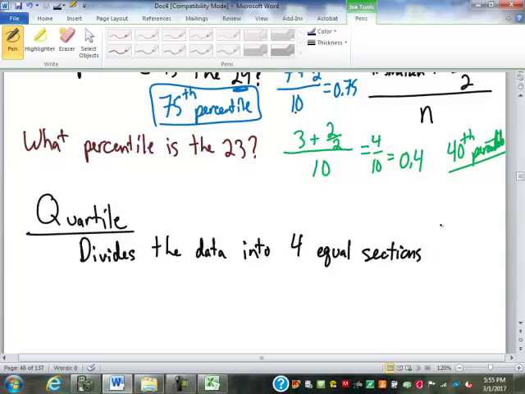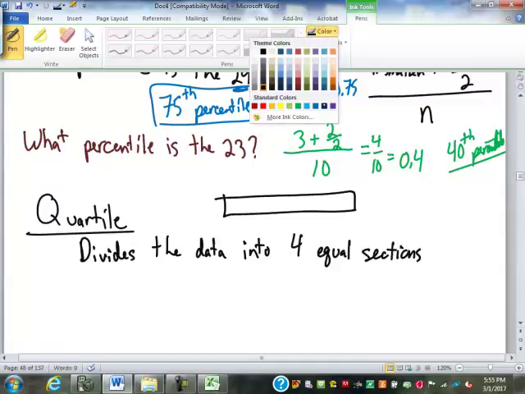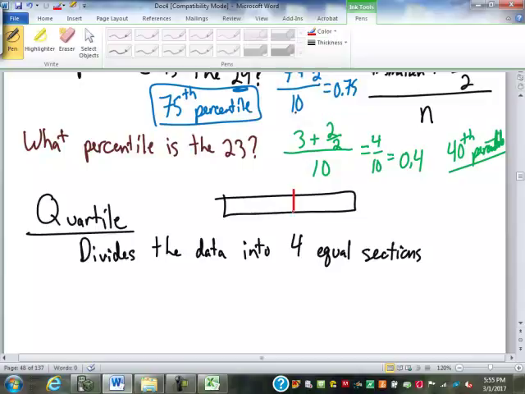Now, it sometimes confuses people. If quartiles is 4, shouldn't there be 4 quartiles? No. If I have a piece of string, and I need to cut it into 4 pieces, how many cuts do I need to make? 3 cuts. So it only takes 3 quartiles to divide the data into 4 equal pieces. There's the first quartile, there's the second quartile, which I'll label Q2, and the third quartile, labeled Q3. To find the quartiles, it's extremely similar to finding the percentiles.